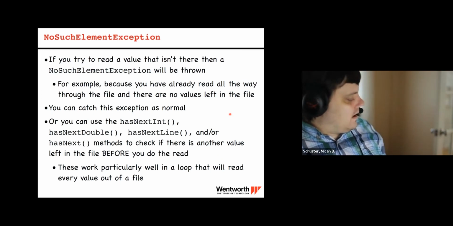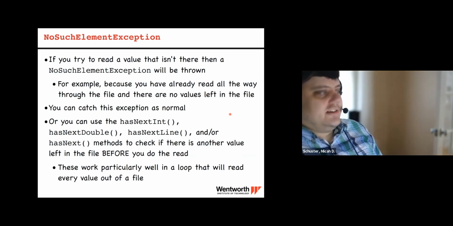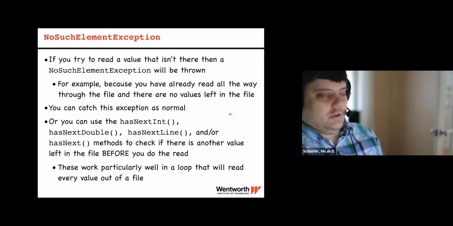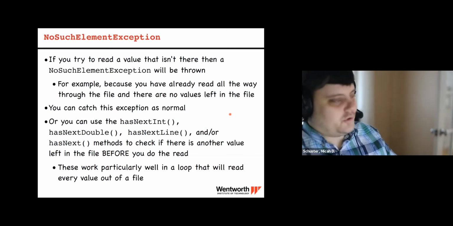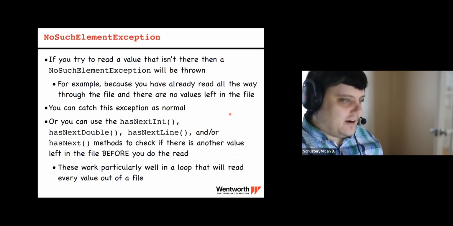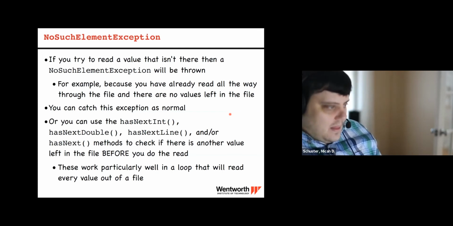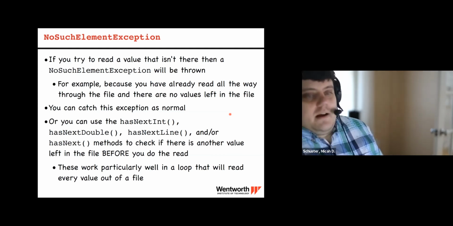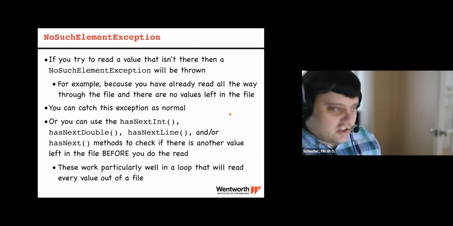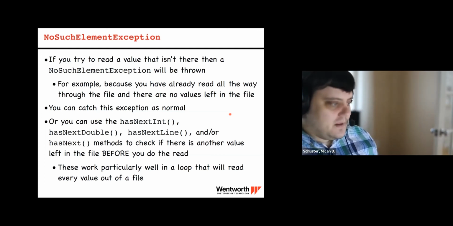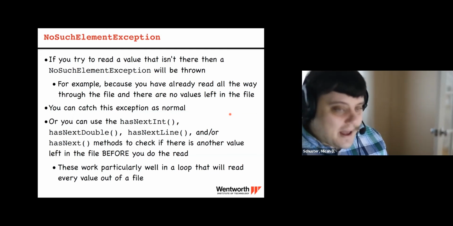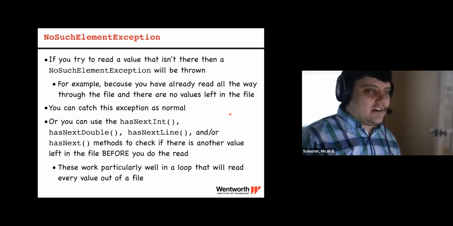All right, so I showed you the no such element exception. So if you try to read past the end of a file, so in the previous example, if I had tried to read 6 integers and I only had 5 written, you can catch the exception like normal. That's one of the possibilities. So you could throw in an extra catch and have a no such element exception in there. Or, and this is the better way to do it, and this is what I recommend, Scanner has a few extra methods.